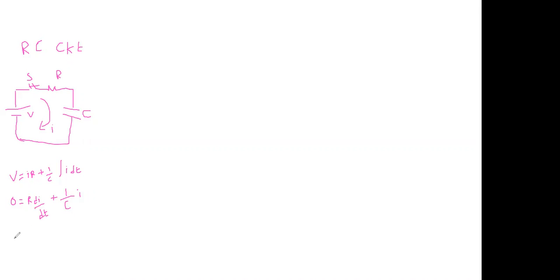Rearranging this expression: di by dt plus I by RC equals 0. Is this a homogeneous or non-homogeneous equation? It is a homogeneous equation, since there is no constant or sinusoidal signal on the right-hand side.